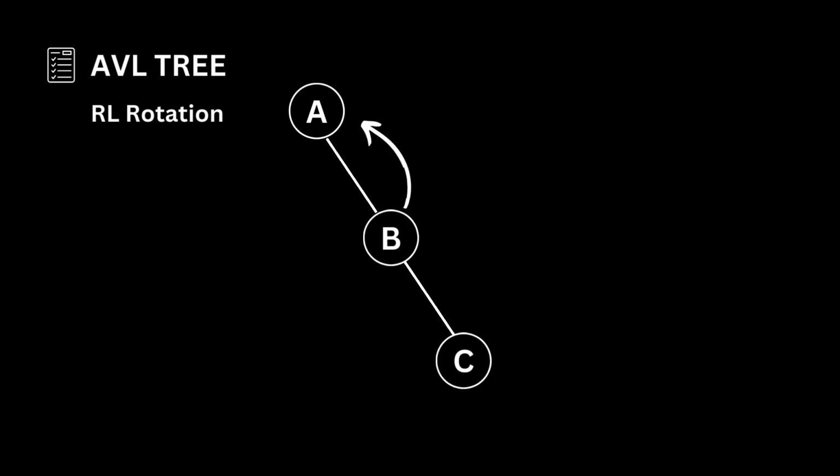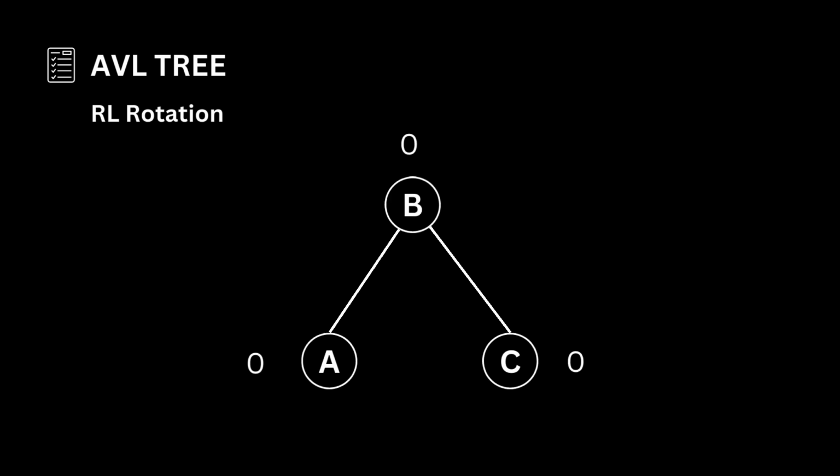Now we perform RR rotation, that is anti-clockwise rotation on the full tree, that is on node A. Node C has now become the right subtree of node B, and node A has become the left subtree of B. The balance factor of each node is either -1, 0 or 1. That is, the binary search tree is balanced now.